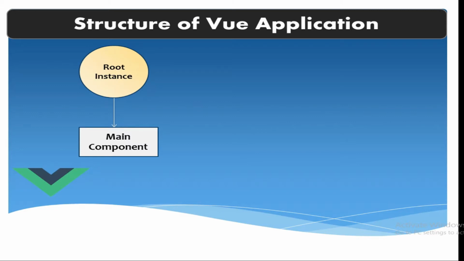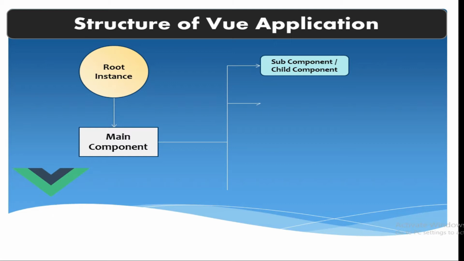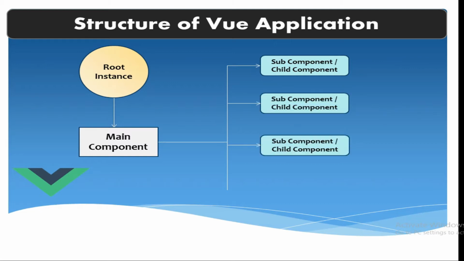Now don't worry, we will see how we can create instance and what is main component or component in upcoming sections. But now here inside this main component there can be several subcomponents or child components. So basically this is a tree structure, like this subcomponent or child component can have again several subcomponents or child components. Okay, so let's see an example of this structure.